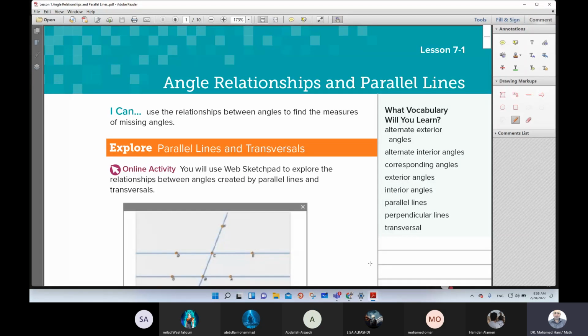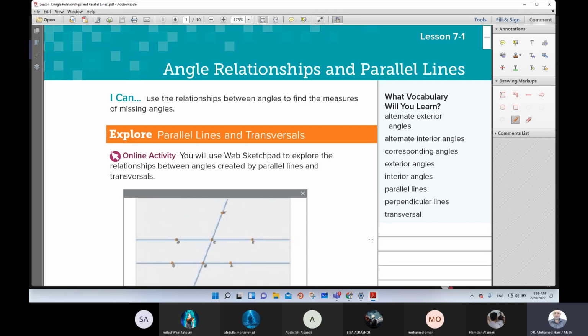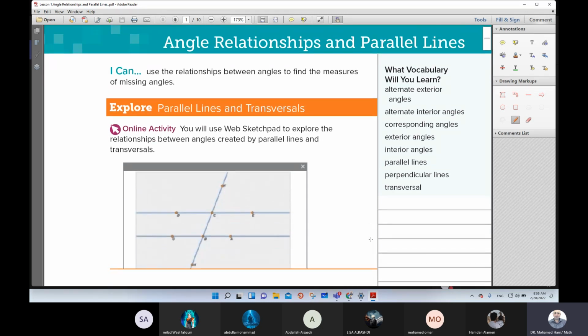Math grade 8. We are in Module 7, Lesson 1: angle relationships and parallel lines. In this lesson, we want to use the relationships between angles to find the measures of missing angles.